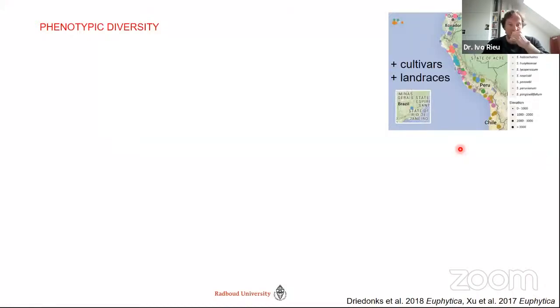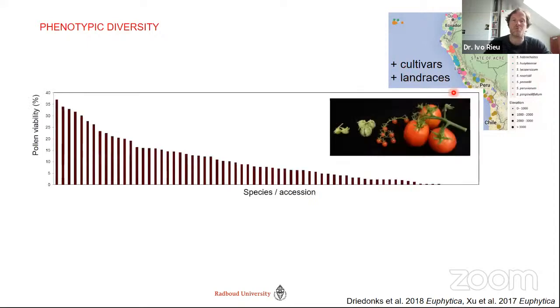Good. So to have a look at genetics, of course, we need to have some phenotypic diversity generated from genotypic diversity. So we did these experiments quite a few years ago already, and we looked at a lot of wild tomato related species, and also looked at cultivars and landraces, and we screened them for tolerance of the pollen development to long-term mild heat.